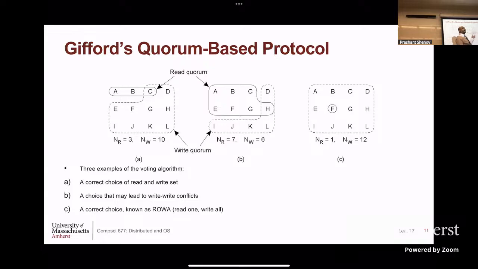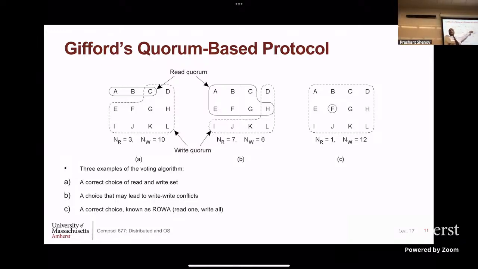So let's take the second example here, where we still picked 12 servers. We picked the read quorum to be 7, the write quorum to be 6. The dotted lines are the write quorum. So D, H, L, I, J, K is the most recent write. You pick those 6 servers, you perform the write. Now you have to perform a read. So you will pick 7 servers.